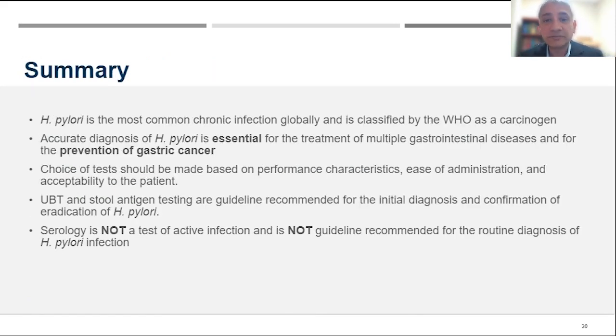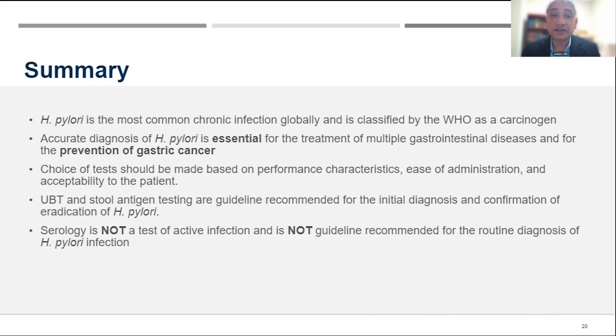So in summary, H. pylori is the most common chronic infection globally and in the United States. It is named as a Class 1 carcinogen by the World Health Organization. Accurate diagnosis of H. pylori is critical to prevent the disease states that are associated with H. pylori, some of which include malignant disease states. So accurate detection of H. pylori and appropriate treatment can actually result in reducing gastric cancer and multiple lymphoma.